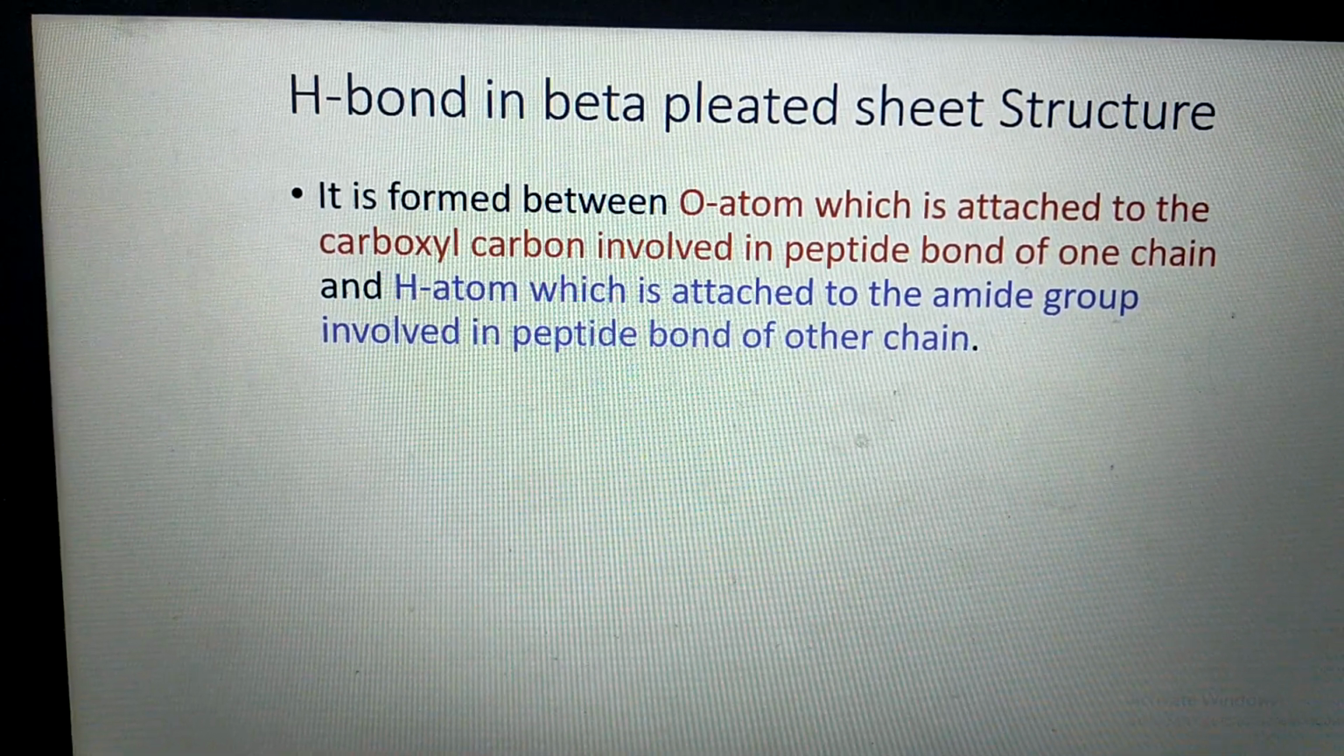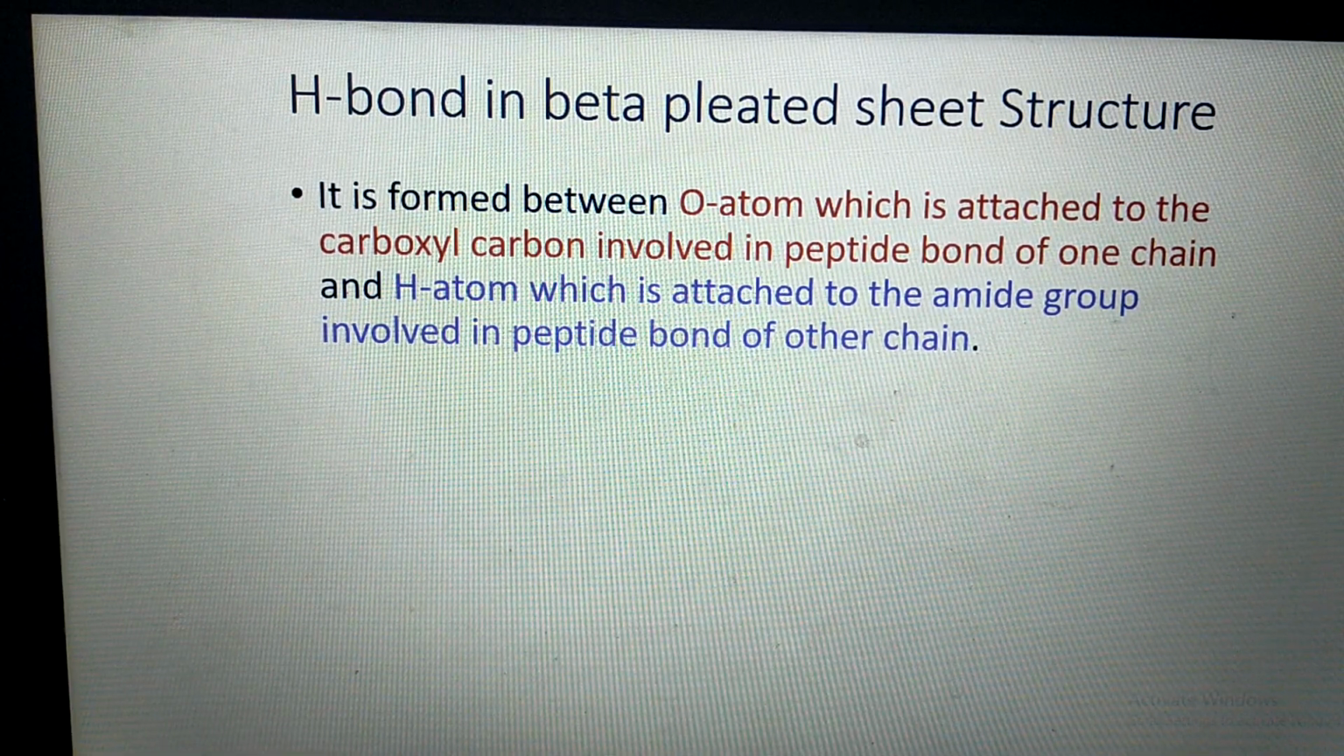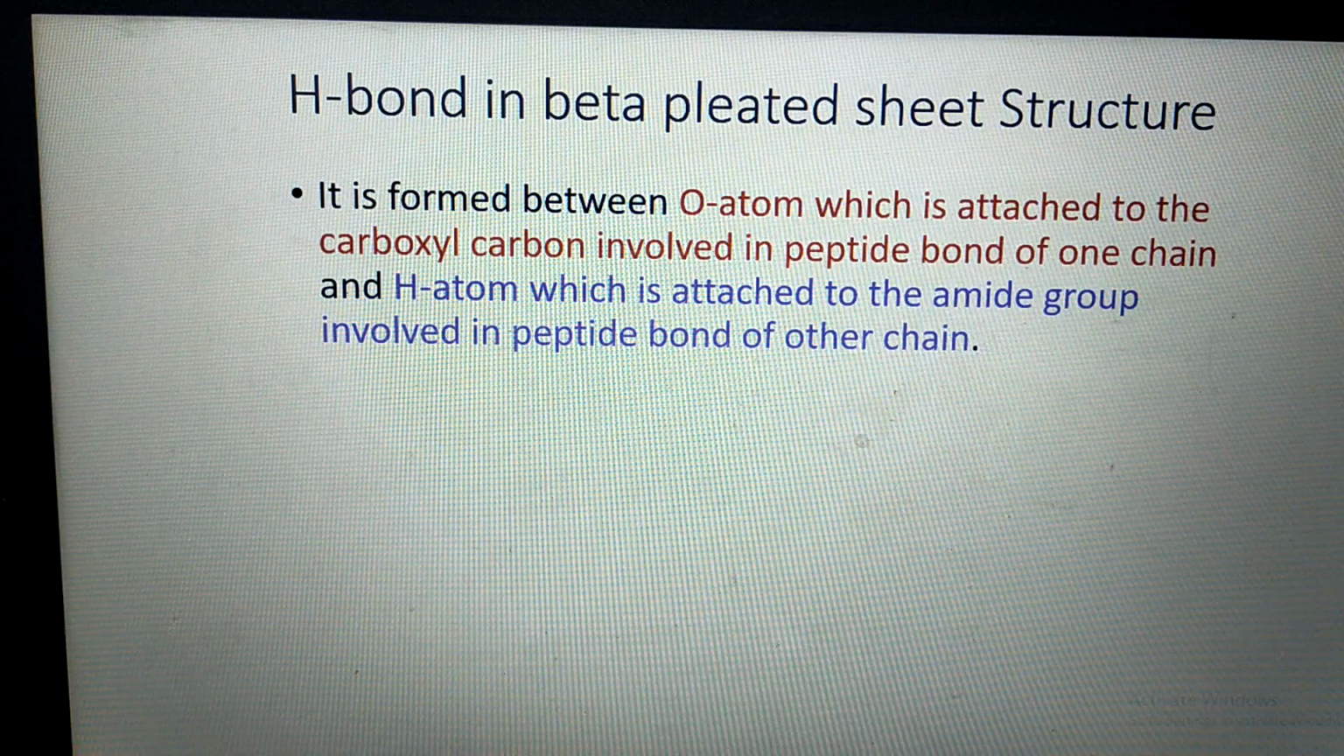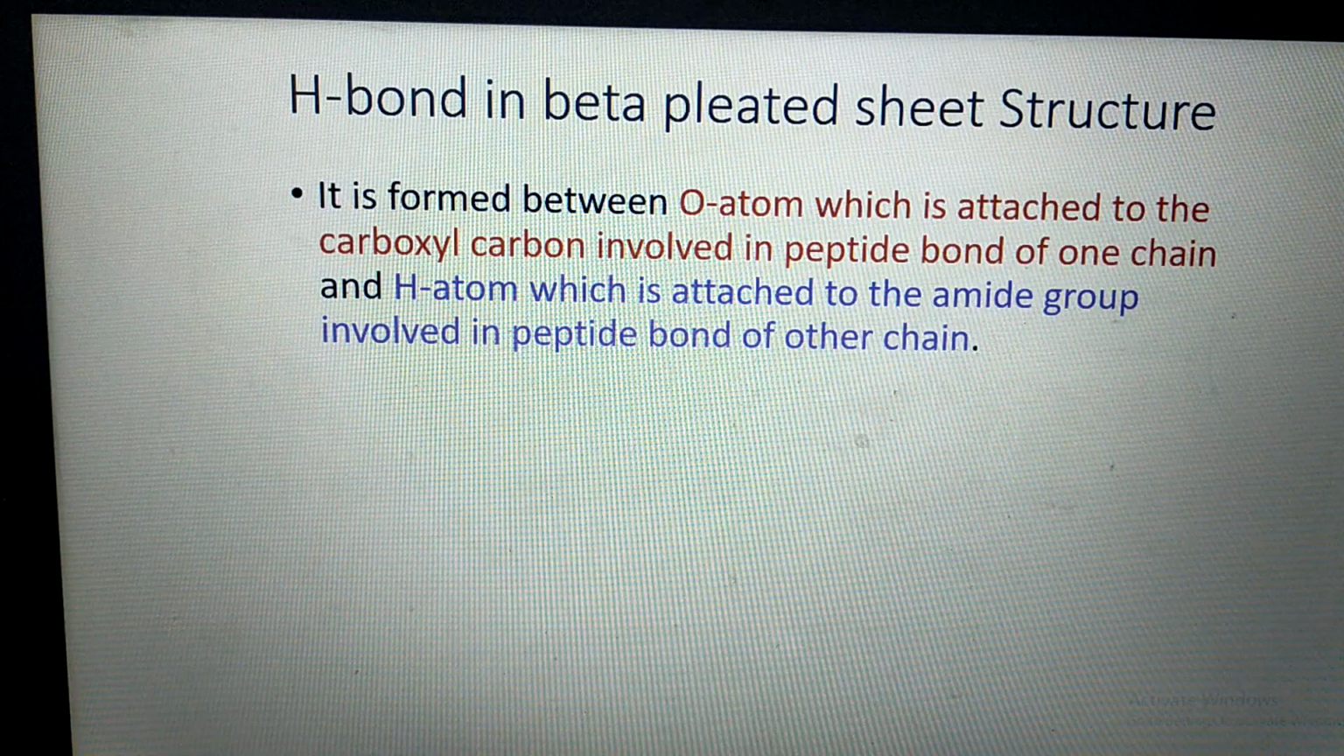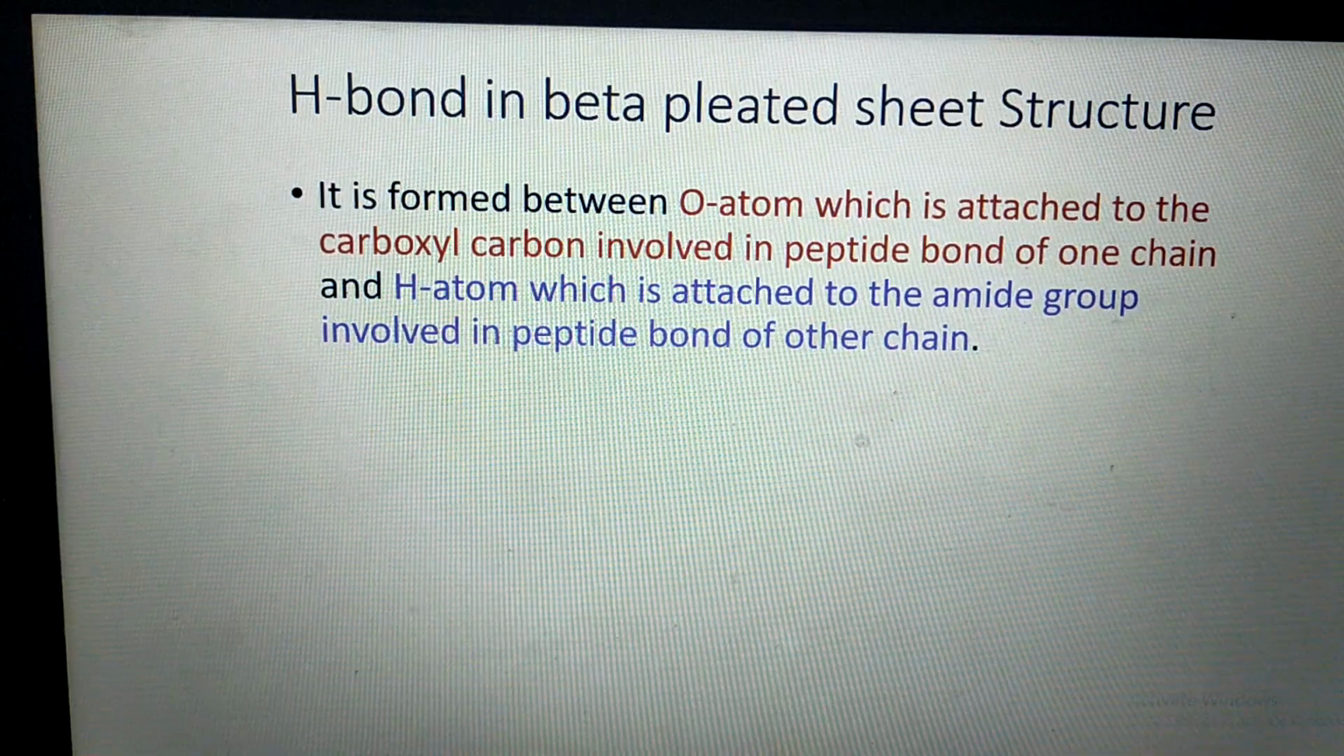Now we will see hydrogen bond in beta pleated sheet structure. In beta pleated sheet structure, hydrogen bond is formed, again the same, between the oxygen atom which is attached to the carboxyl group involved in the peptide bond of one chain and the hydrogen atom which is attached to the amide group involved in the peptide bond of the other chain. So the formation of hydrogen bond is between the same groups, that is CO group and NH group, but between two different chains.